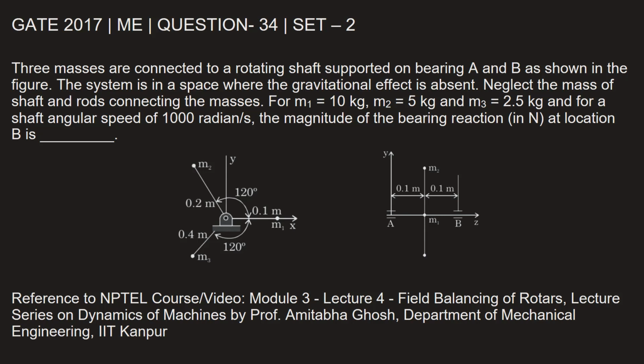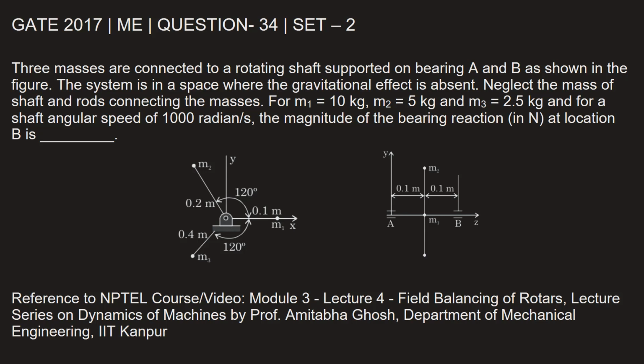This question is from GATE 2017 Mechanical Engineering paper set 2, question number 34. Three masses are connected to a rotating shaft supported on bearing A and B as shown in the figure. The system is in a space where gravitational effect is absent. Neglect the mass of shaft and rods connecting the masses.